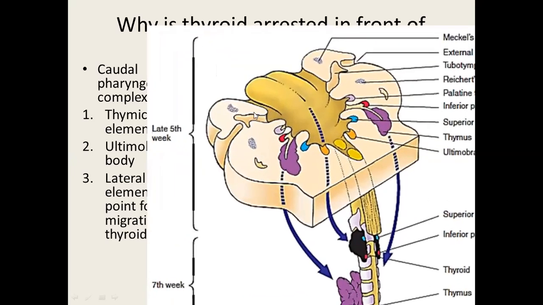So now you can have a better look. This one is the first pharyngeal pouch, the tubotympanic recess. The second pouch is the tonsillar fossa. The third pouch dorsal element is the inferior parathyroid. The ventral element is the thymic element, which is migrating down into the thoracic cavity. Then is the fourth pouch. The dorsal element is the superior parathyroid, which is more constant in position. The ventral element is the caudal pharyngeal complex, having three elements: the thymic element, the ultimobranchial body, contributing to the parafollicular C cells of the thyroid, and the lateral thyroid element, acting as a checkpoint for the further migrating thyroid gland.